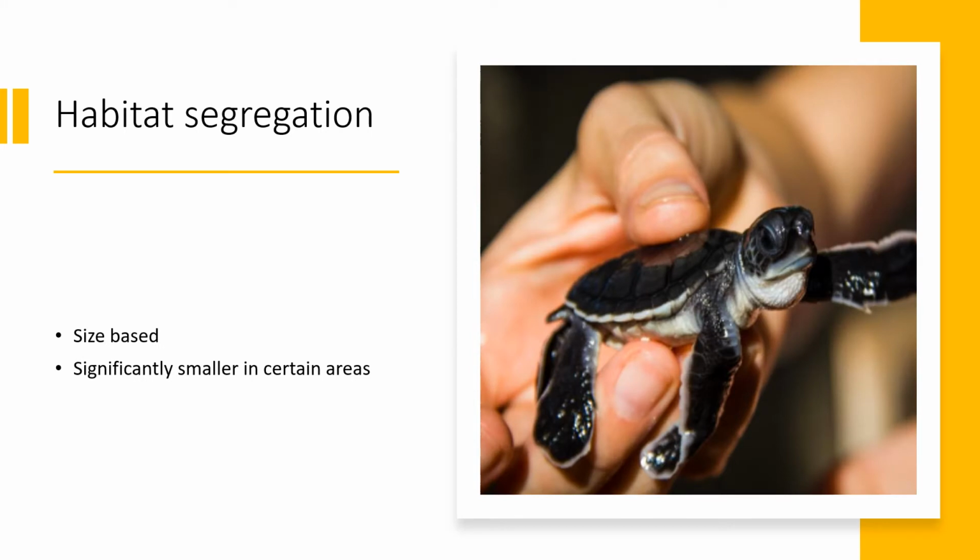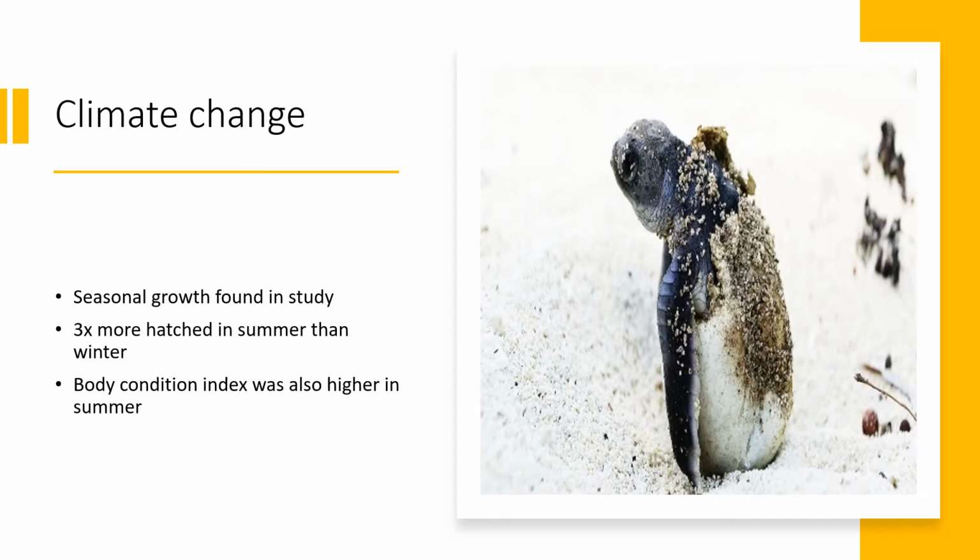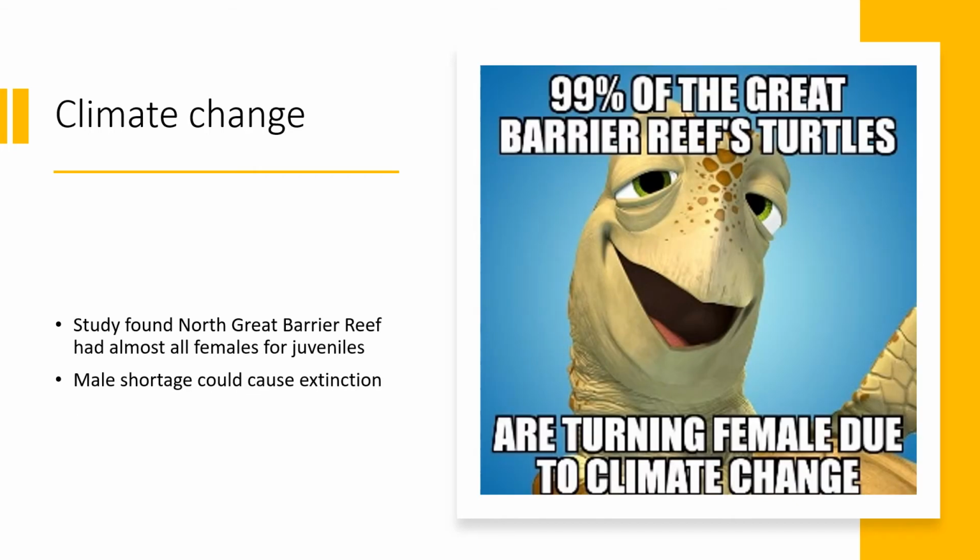Habitat segregation is another factor that they're facing, and this is size-based, and it's producing significantly smaller turtles in certain areas compared to other ones, which is having an effect on their genetic diversity as well. Climate change is another factor, and this affects the turtles because their seasonal growth, hatch rates, and body condition indexes are all higher in warmer months.